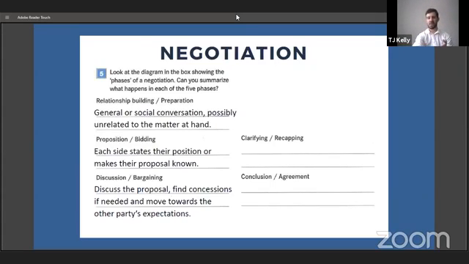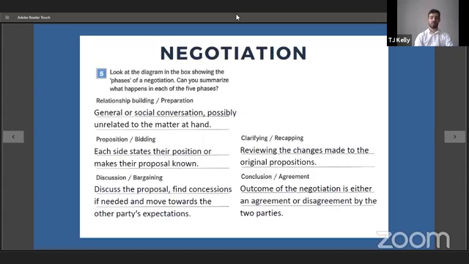Once the back and forth has happened, some of this bargaining, we move on to the clarifying and recapping stage. Now here we'll review the changes that were made to your original proposition, and we'll make sure everyone's on the same page, that there's a common understanding between all the parties of how you can move forward together as a group. So once everything has been settled, you conclude the meeting. The outcome will either be an agreement between the two parties or perhaps even a disagreement if certain concessions can't be met, or if one party cannot meet the other's requirement. It's possible that the negotiation may end without an agreement.